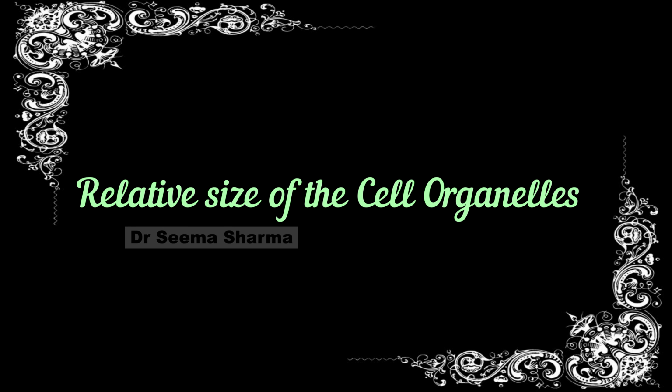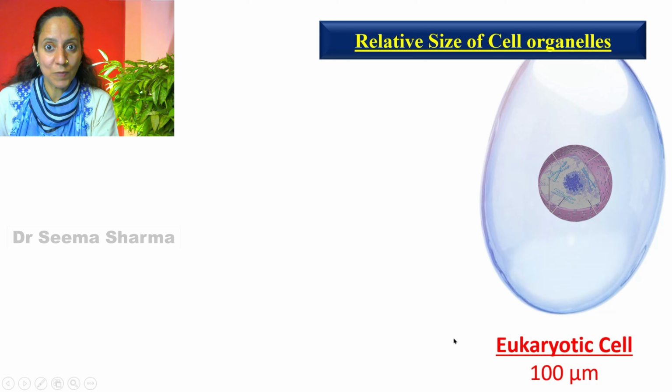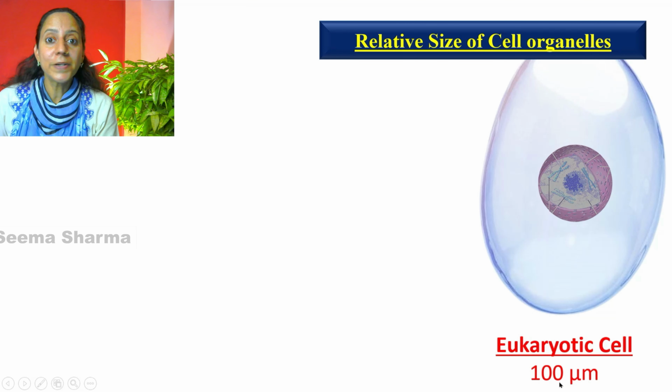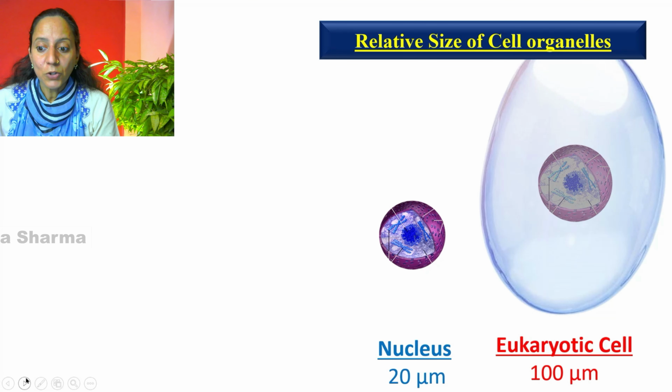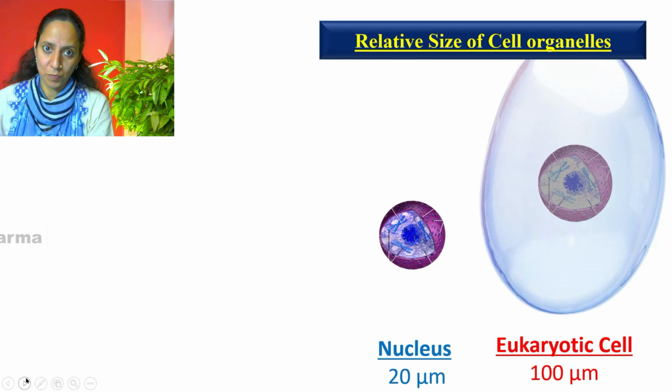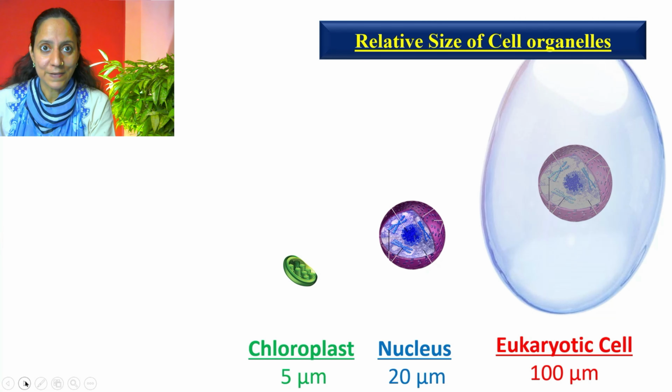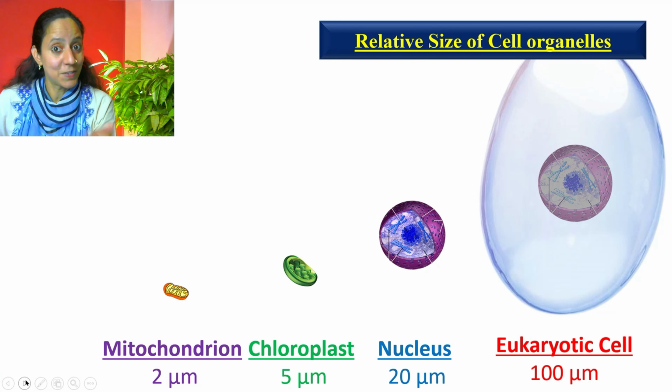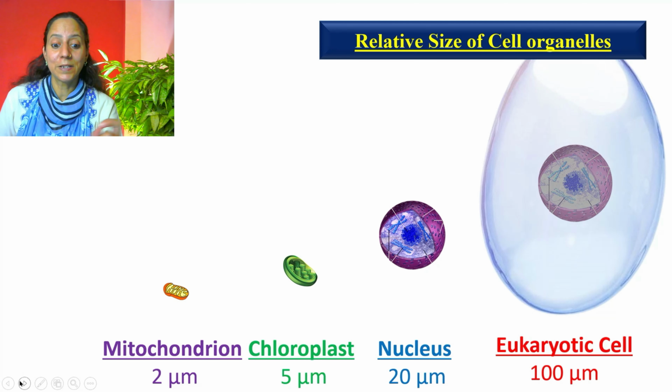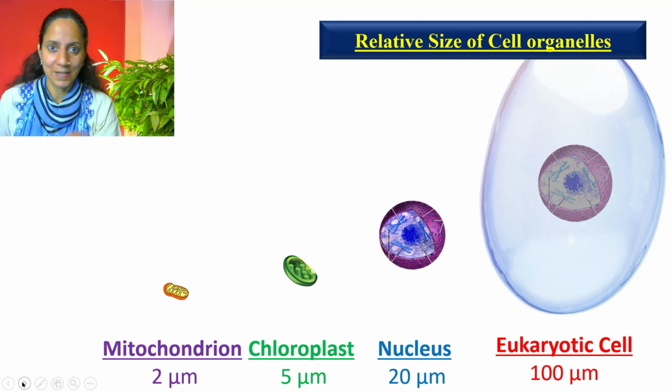See, eukaryotic cell, size-wise, it is biggest, 100 micrometer. If we are talking about the nucleus, so it is 20 micrometer in size. Chloroplast, that is the green colored plastid, it's 5 micrometer in size. If we are talking about mitochondria, which is the powerhouse of energy, its size is just 2 micrometer. In this video, you also came to know about one term, prokaryotic cells. An example can be bacteria.